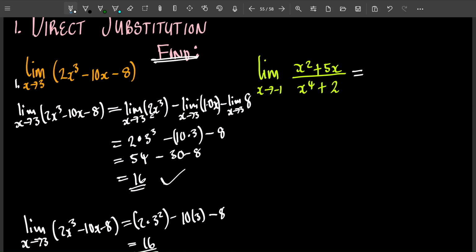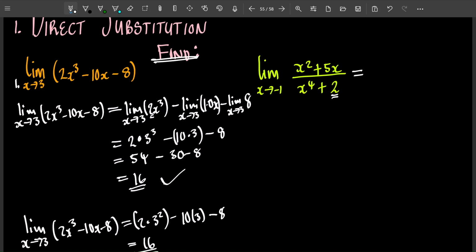If we say negative 1 to the power of 4, any number to an even power will become positive. So x to the power 4 is like saying negative 1 all to the power 4, you get just 1. And you say 1 plus 2, you get 3. So that means, okay, it's fine. I can use direct substitution because putting this negative 1 in my function will not cause a problem by making the denominator be 0.